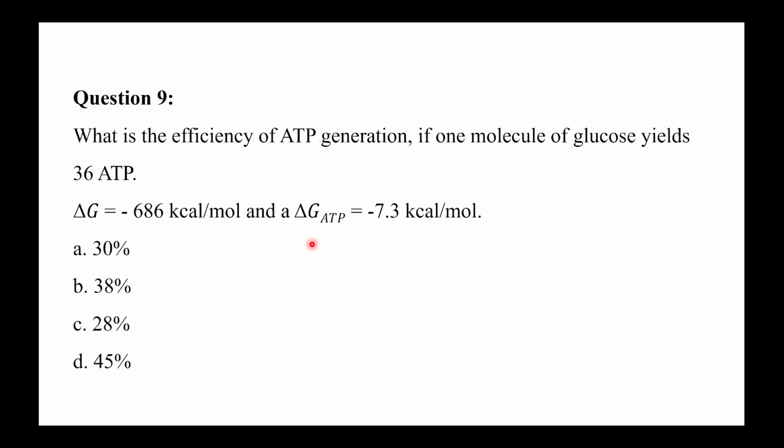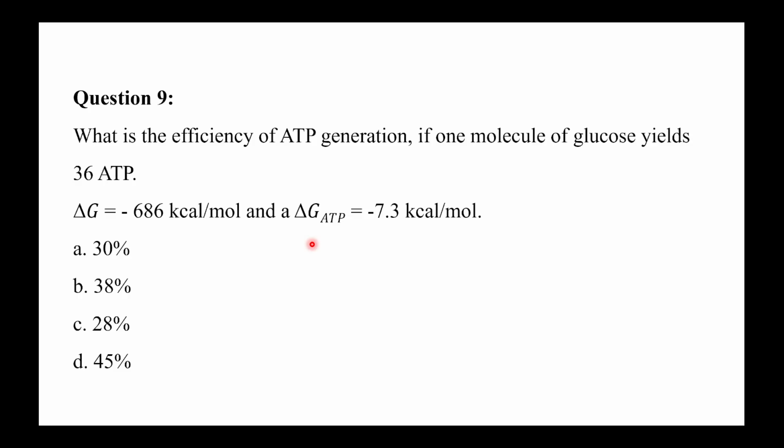So delta G is given as negative 686 kilocalorie per mole. So the free energy for the whole reaction is given as 686 kilocalorie per mole, and the delta G for ATP is given as minus 7.3 kilocalorie per mole. So what is the efficiency of ATP generation if one molecule of glucose yields 36 ATP? From one molecule of glucose we are getting 36 ATP.